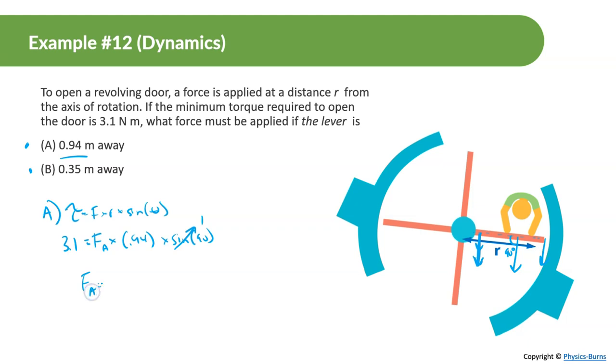Force of A, 3.1 divided by 0.94, is 3.3 newtons. Okay, part B.